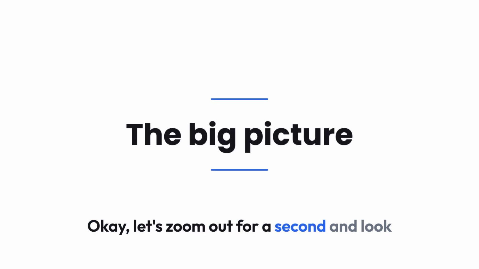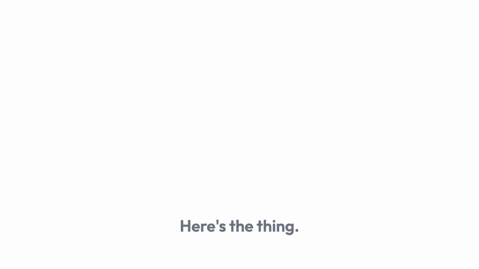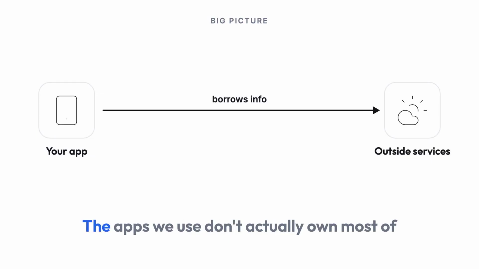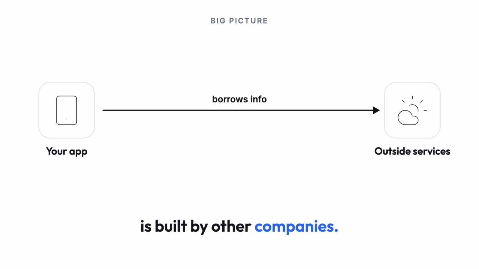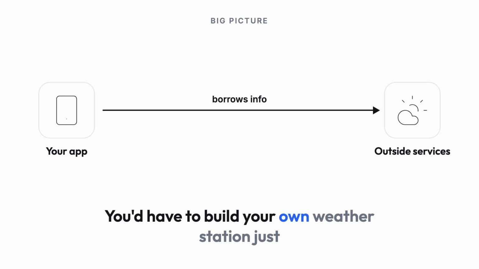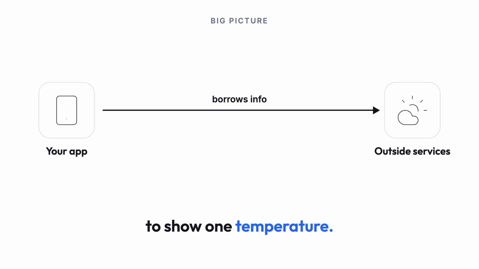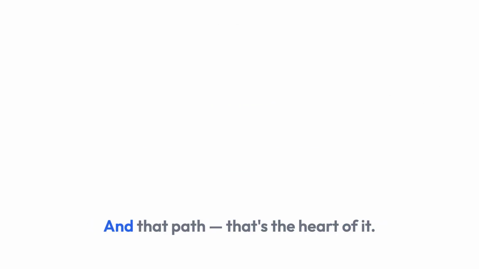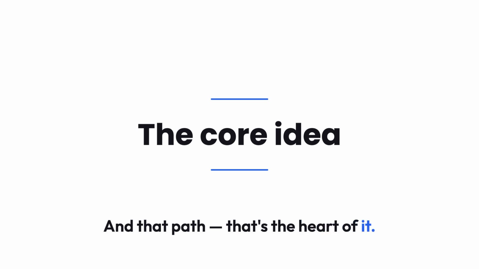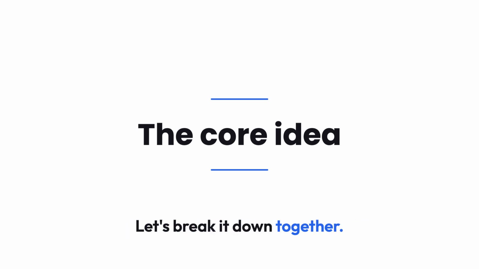Okay, let's zoom out for a second and look at the big picture together. Here's the thing. The apps we use don't actually own most of their information. Weather, maps, exchange rates, payments, all of that is built by other companies. Your app doesn't make it, it borrows it. And if there were no way to borrow, you'd have to build your own weather station just to show one temperature. Nobody's doing that. So we need a path to borrow information. And that path, that's the heart of it. Ready? Let's break it down together.